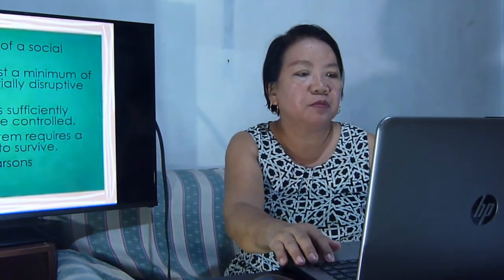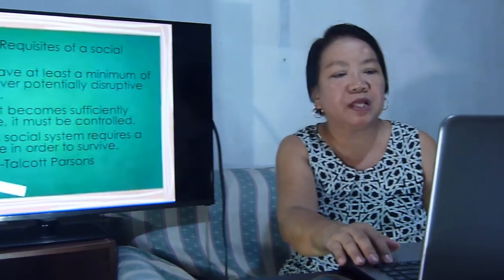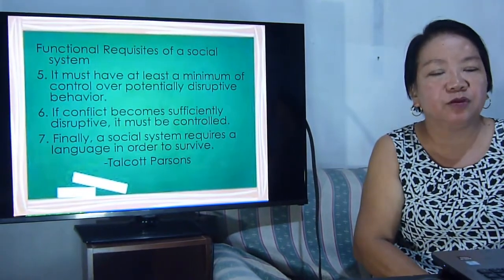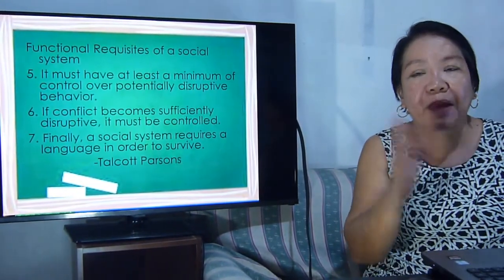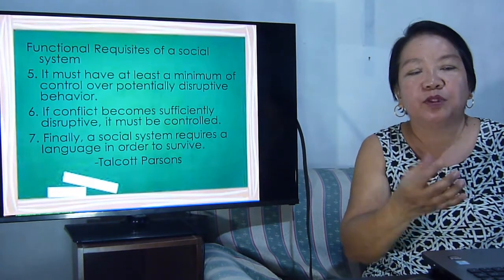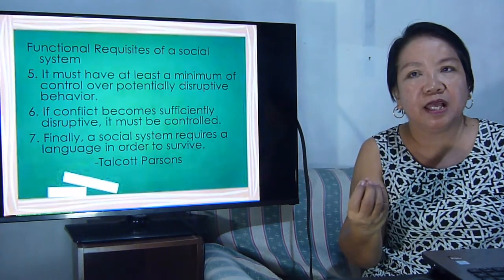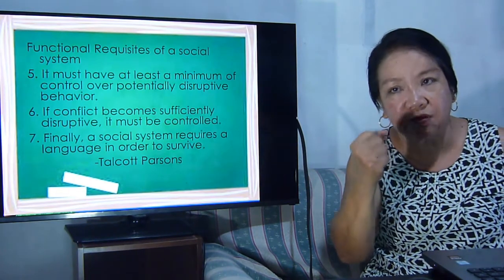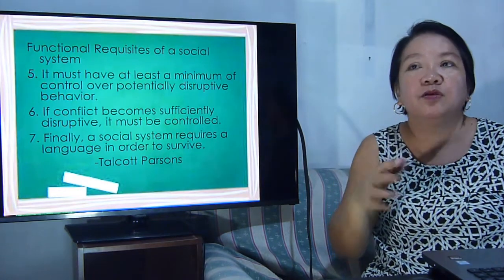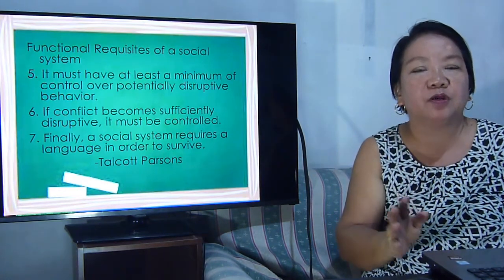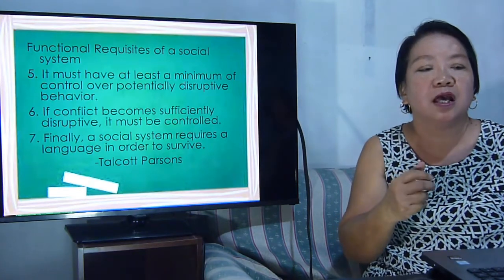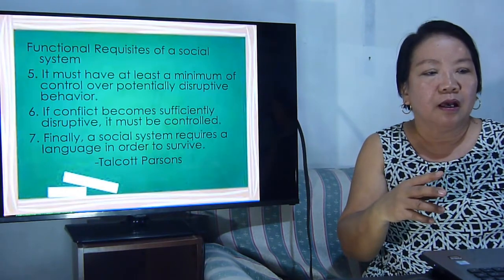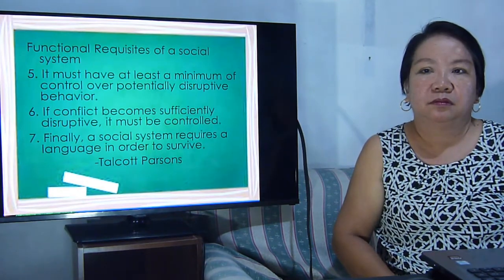Number 5, it must have at least a minimum of control over potentially disruptive behavior. So, control. Sa classroom, dapat aralin nyo yan, no? How to control. Wala pang disruptive behavior. Potential pa lang. If you see your students making gestures of, sige, bantay ka lang karon, you have to stop that immediately, no? Tawagin mo na yung pupil, bakit ganun ang actions niya. Potential pa lang, no? Disruptive behavior. So, pag hindi mo na control, lalala yan.